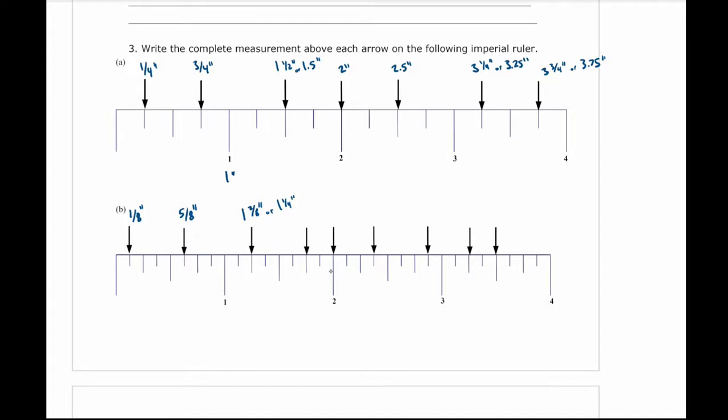The next one, again, counting. So 1, 2, 3, 4, 5, 6. So we have 1 6/8 of an inch. Or again, we can reduce it to 1 3/4.